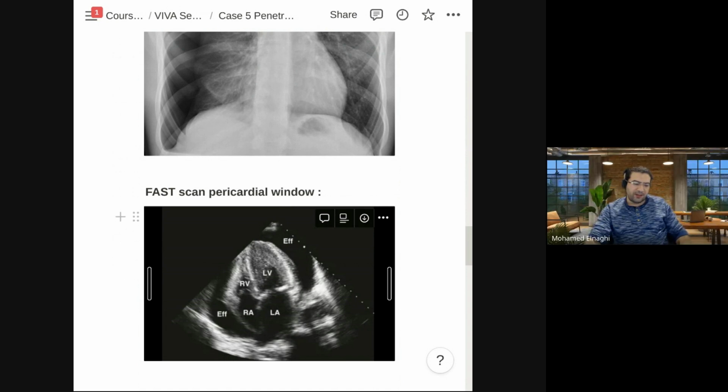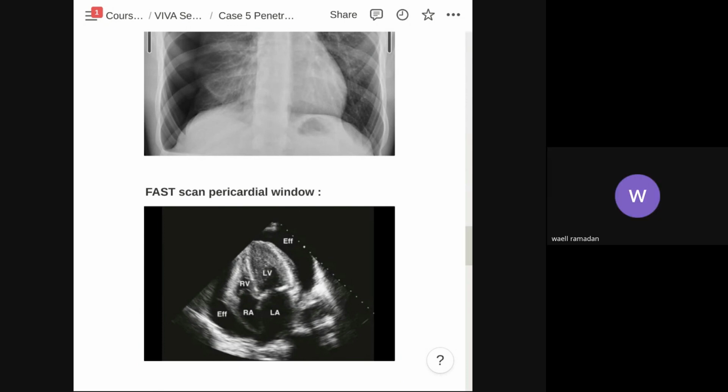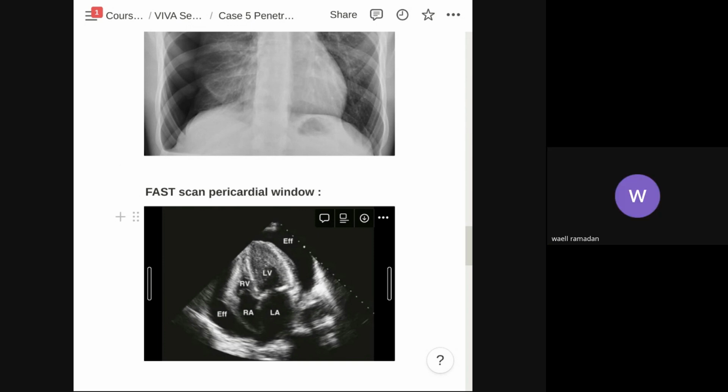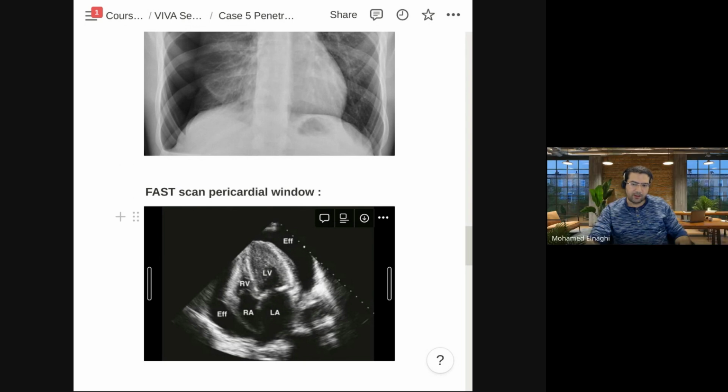So what takes priority here? If you remember, when the patient came in, he had a saturation of 90% on 5 liters of oxygen. What takes priority: the cardiac tamponade or the pneumothorax? The cardiac tamponade. His saturation is 90, and he's maintaining over 5 liters, but he's still hypotensive, and the blood around the heart makes it difficult to maintain his blood pressure.